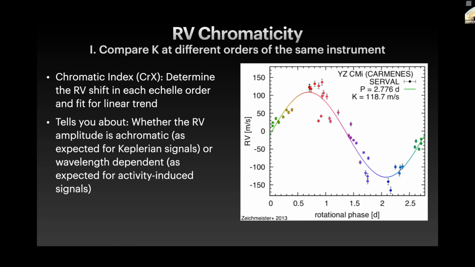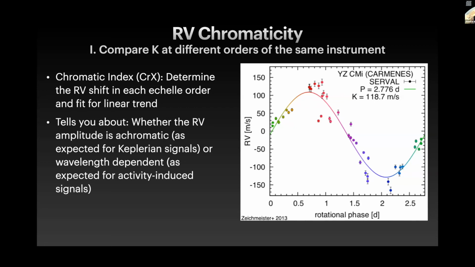Now, for a Keplerian signal, we would expect the RV semi-amplitude to be the same across all wavelengths, whereas shifts due to active regions like spots should exhibit larger RV shifts in the blue than they do in the red part of the spectrum, because the spots show less contrast at the longer wavelengths.